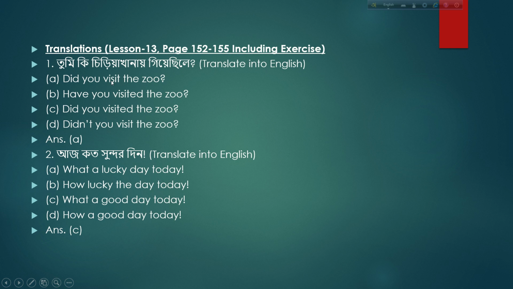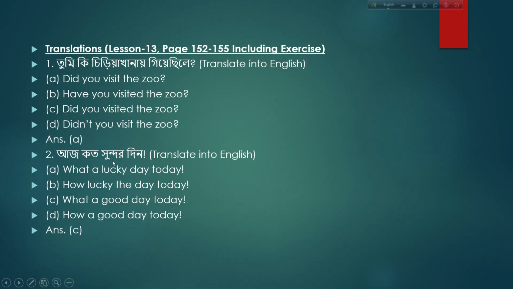From your book I have given two translations here. This is the way the question may come. For example, "Tumi ki chiriyakhanay gieyechile?" The question is to translate into English. There are four options here: Did you visit the zoo? Have you visited the zoo? Did you visited the zoo? Didn't you visit the zoo? One sentence is correct and that is the answer; the other three are wrong. So A is correct: Did you visit the zoo? You should put A here.